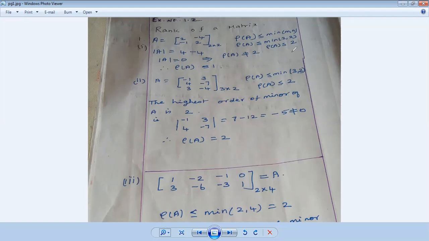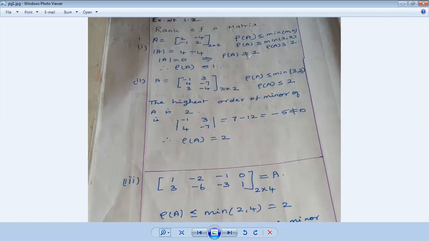For that, find the determinant of A. Determinant of A is the product of the elements in the principal diagonal minus the product of the other diagonal. So 2 twos are 4. Minus 1 into minus 4, that becomes plus 4. Already we have a minus sign. So 4 minus 4 equal to 0. That means determinant A equal to 0.